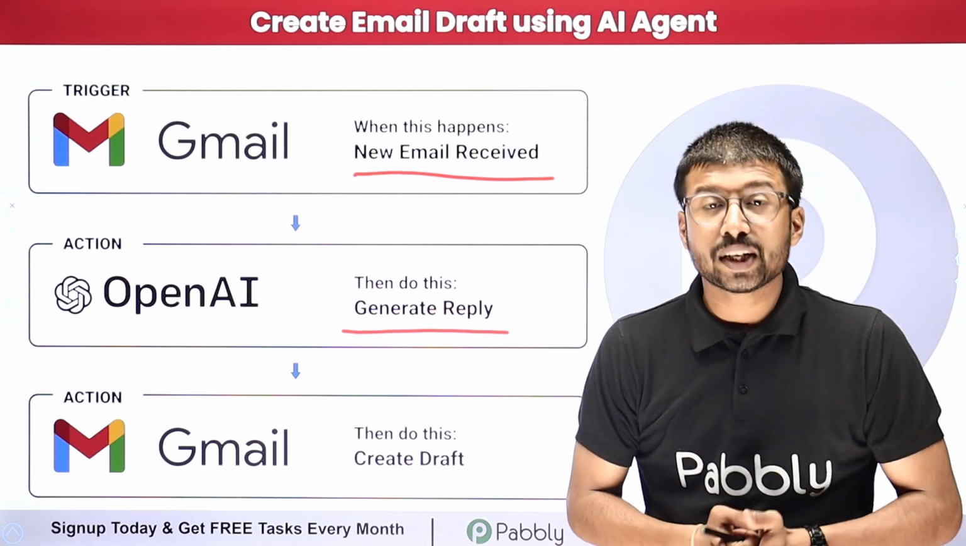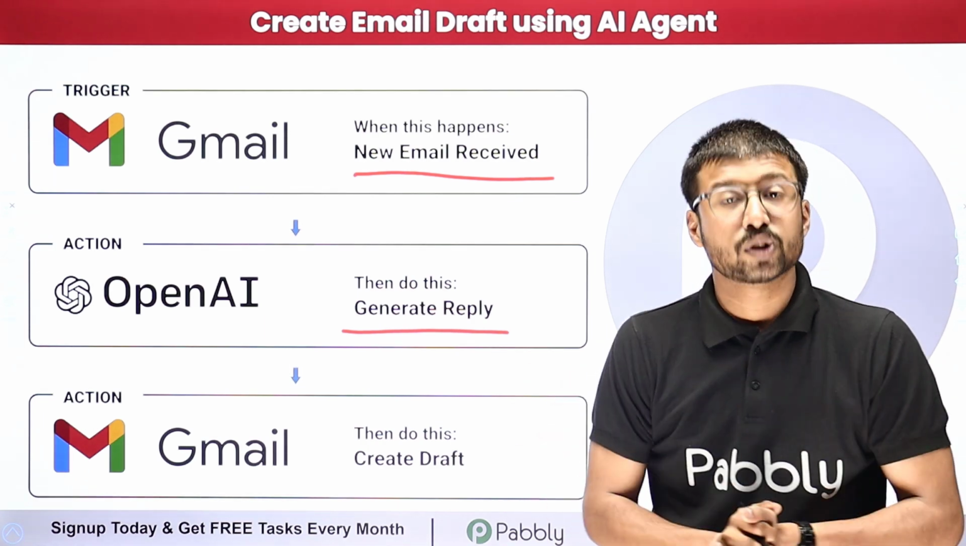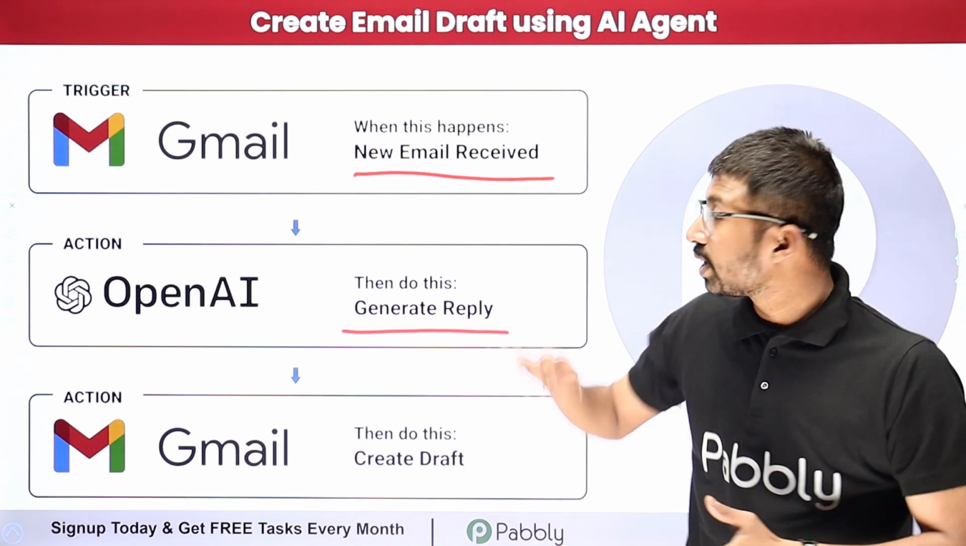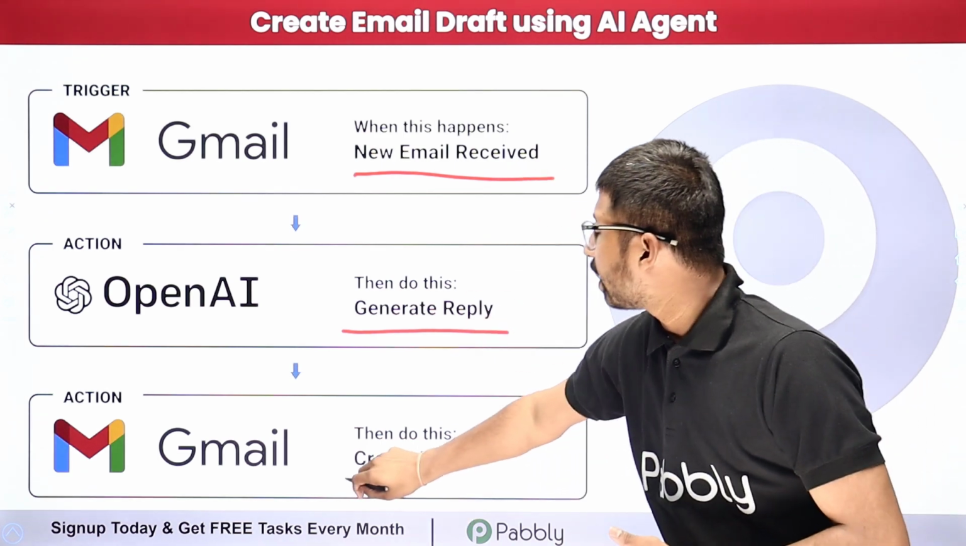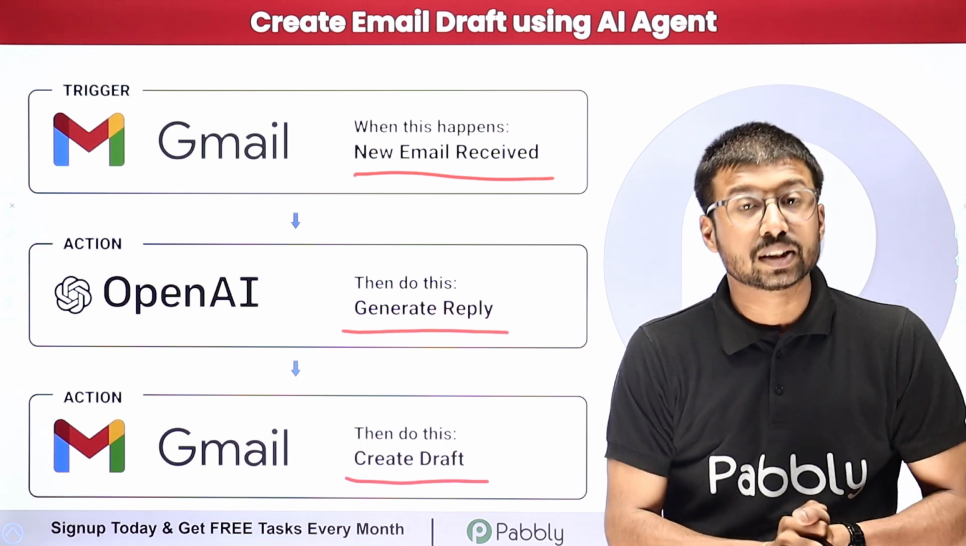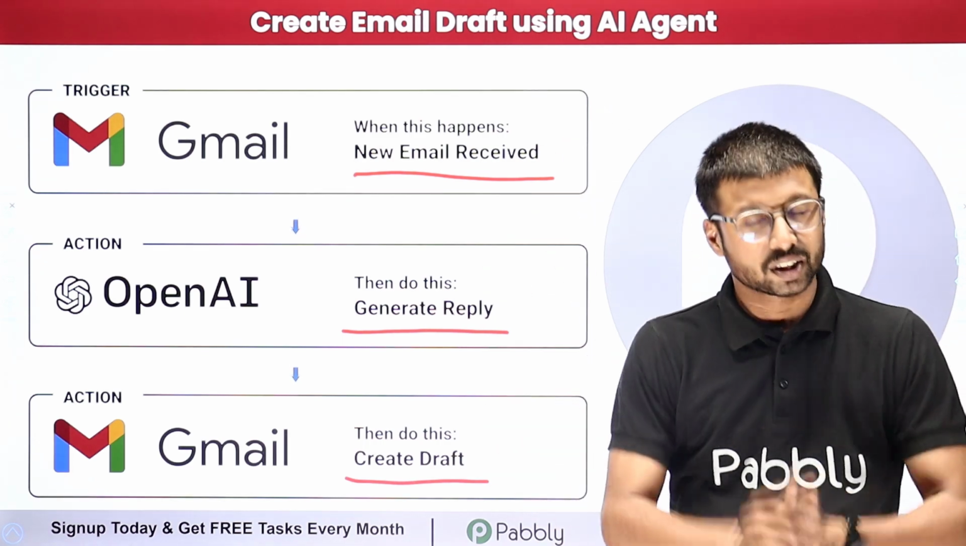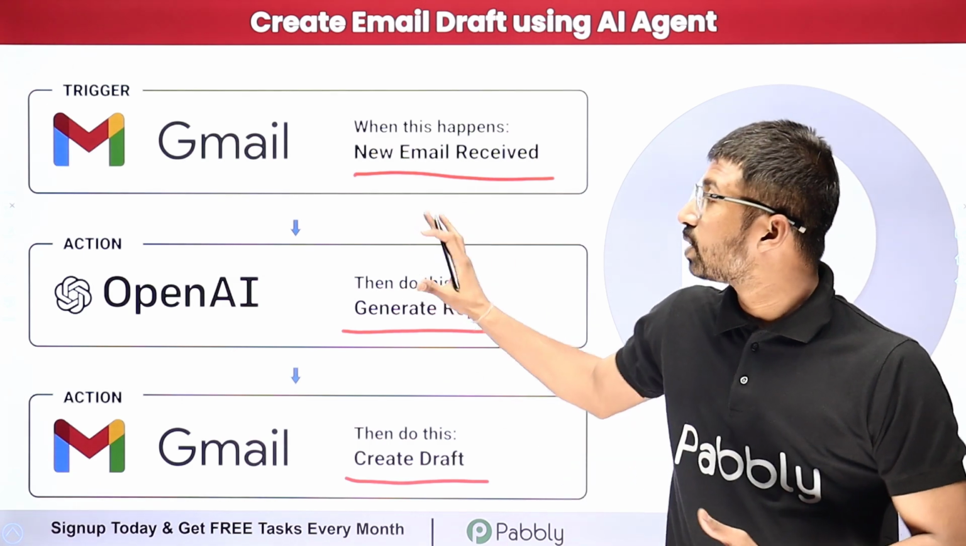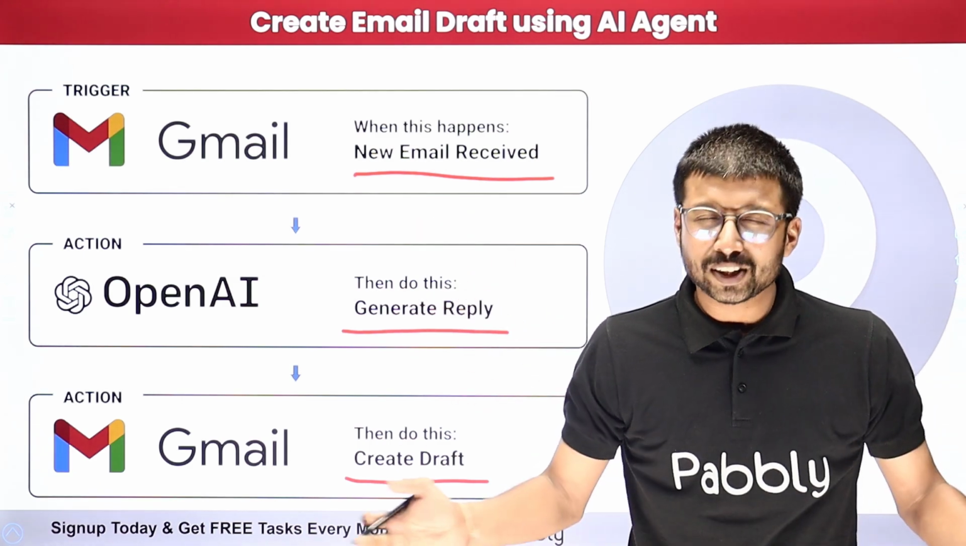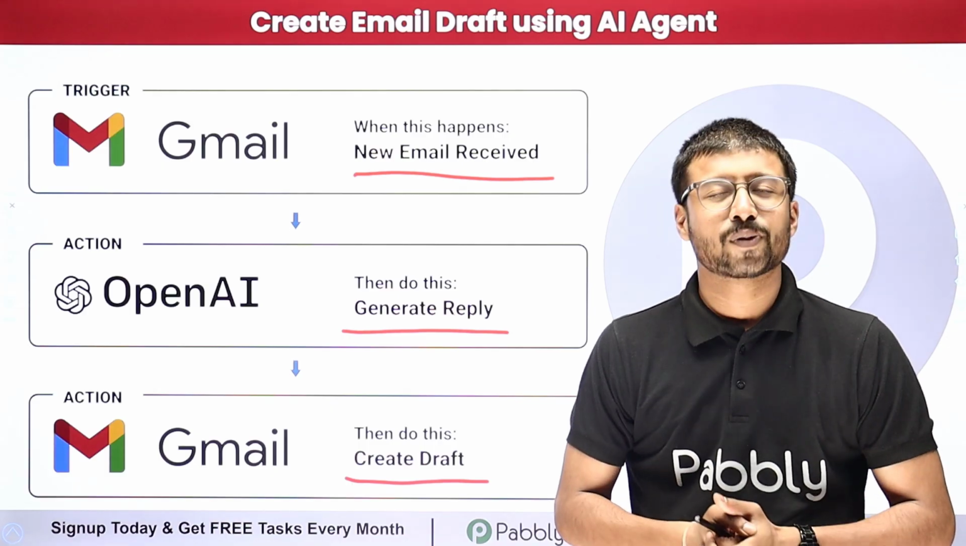And you can enter the prompt for what kind of replies you want to generate. After generating the reply, the same reply will be added or created as a draft in your Gmail account itself. So this complete process will be automated with this AI agent. Now, if you want to learn how you can set up this AI agent all by yourself, you just have to come with me to my screen.